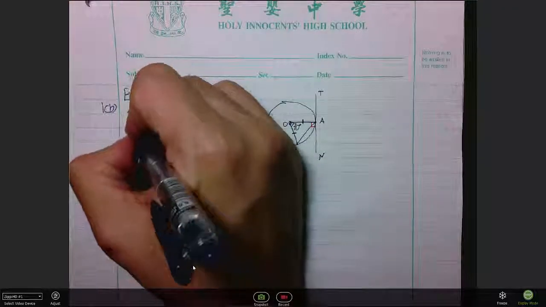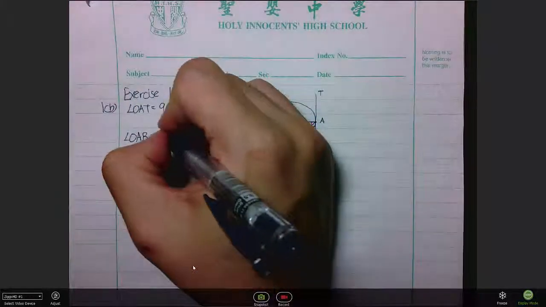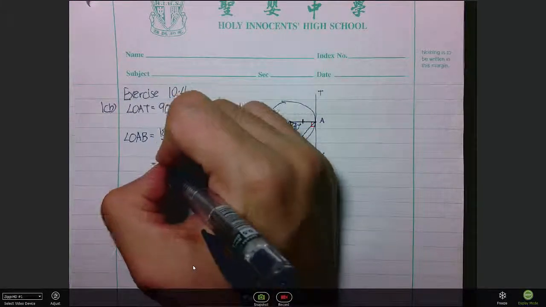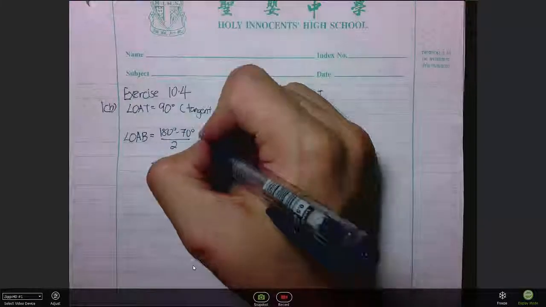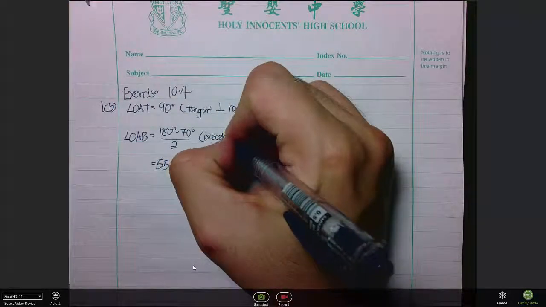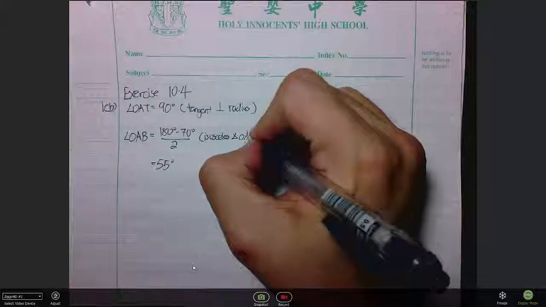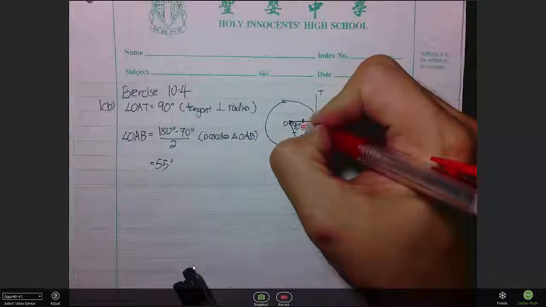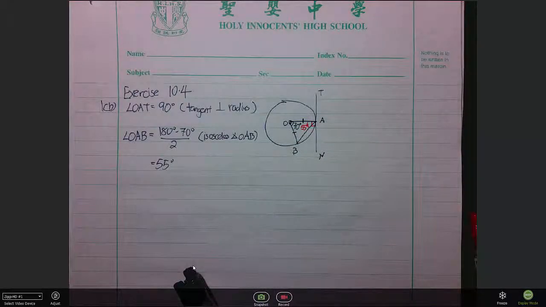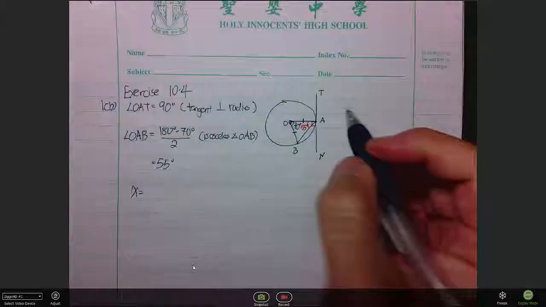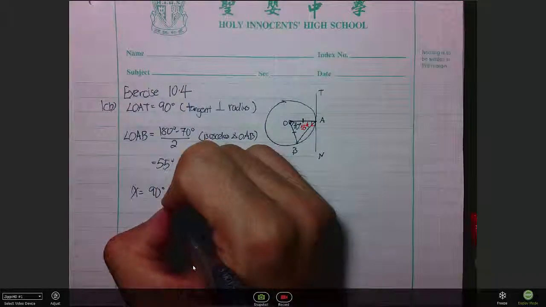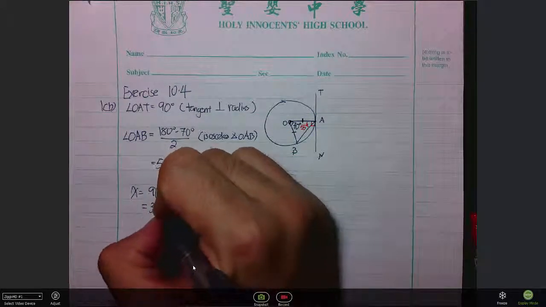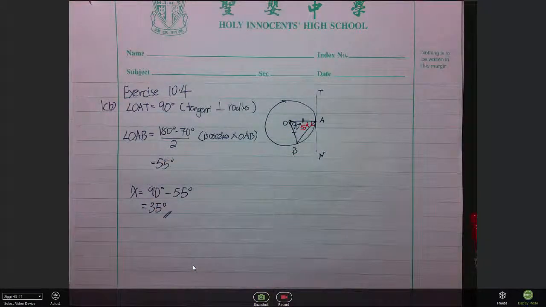Angle OAB will be equal to 180 minus 70 divided by 2, which is equal to 55 degrees. And you have to write a reason down for this. I say that is because isosceles triangle OAB. So this angle here is 55 degrees. Then if I want to find X, X is simply equal to 90 degrees minus 55 degrees, which is equal to 35 degrees. And we are done with angle X.